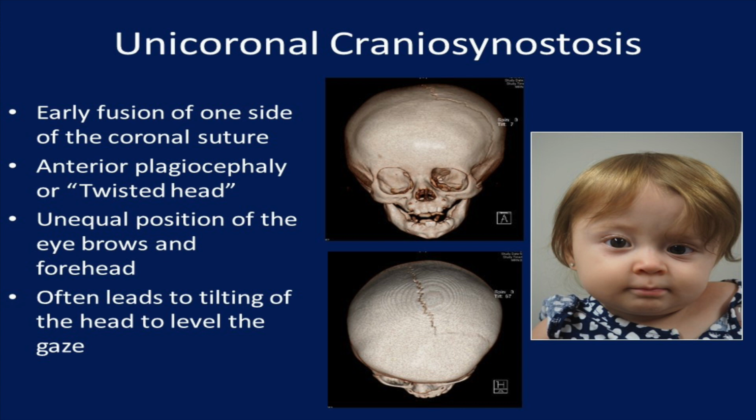Unicoronal craniosynostosis, which vies with metopic synostosis as the second most common, affects one side, and this demonstrates an asymmetry where the eye and orbit are actually pulled up and out, and a flattened forehead is also seen. Oftentimes, you can also see the baby tilt the head to the level of the gaze.